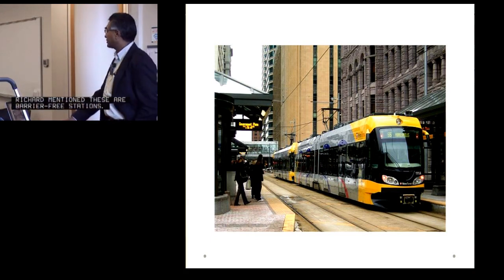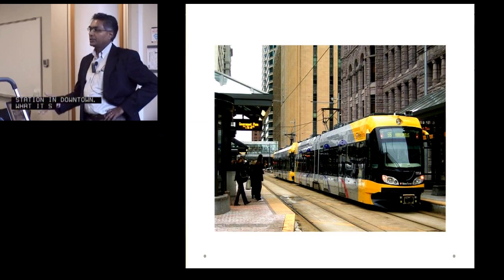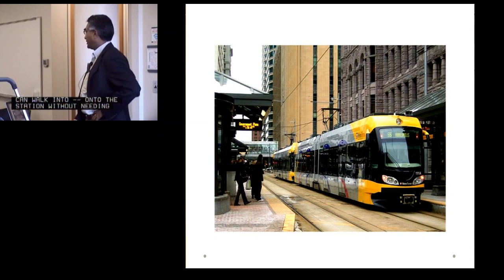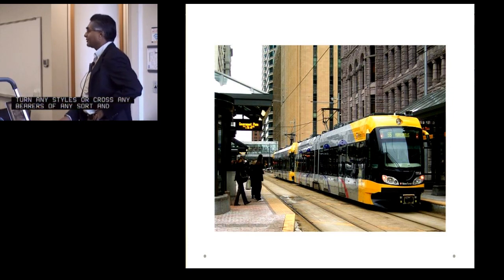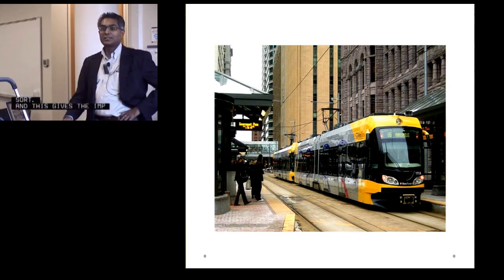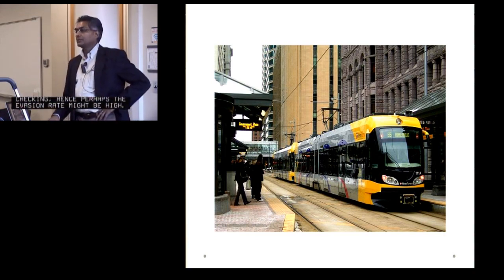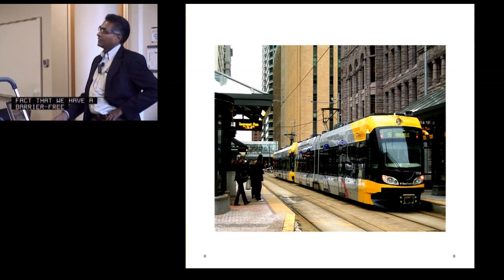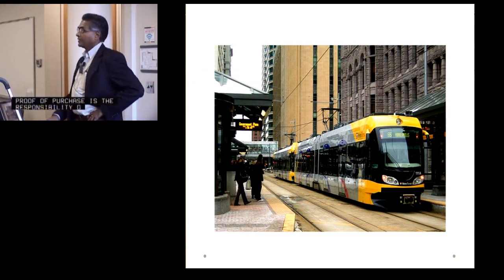Here's an example. This is the Government Plaza station in downtown. What it shows is passengers can walk onto the station without needing to turn any stiles or cross any barriers of any sort. And this gives the impression that, oh well, there is no checking, hence perhaps the evasion rate might be high. So part of the public perception is based on the fact that we have a barrier-free system where proof of purchase is the responsibility of the rider. It's not necessarily checked when you enter the station, but you're supposed to have it.